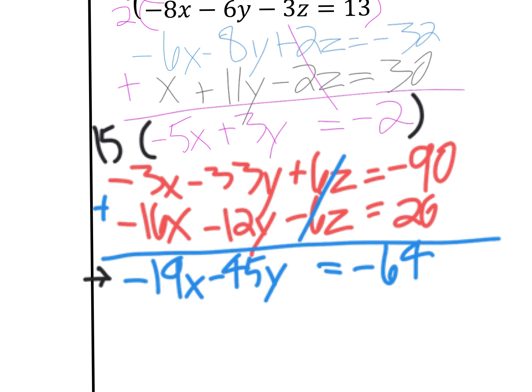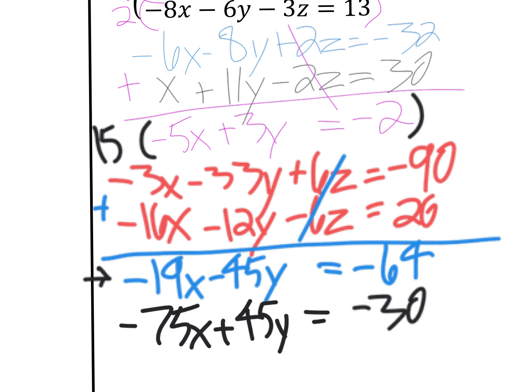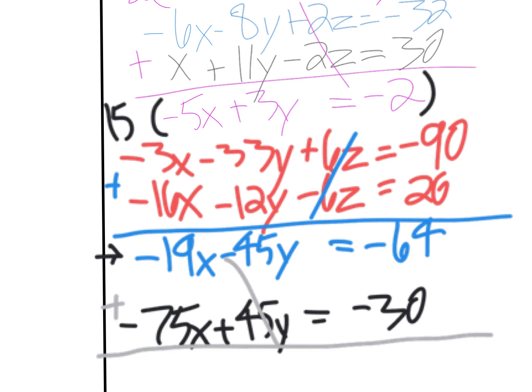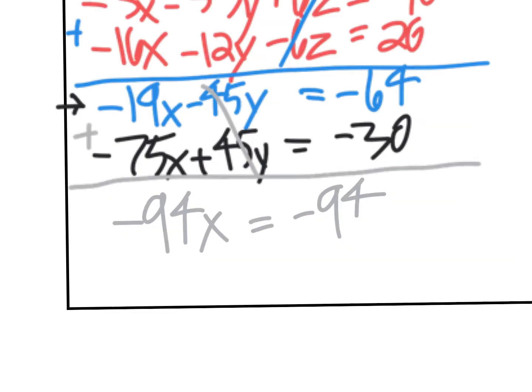So I go 15 times negative 5x is negative 75x. And then 15 times 3y is 45y, and 15 times negative 2 is negative 30. So I'll take those two equations, add them together, and that'll produce negative 94x equals negative 94. So if you divide both sides by negative 94, they'll cancel out, giving you x equal to positive 1.